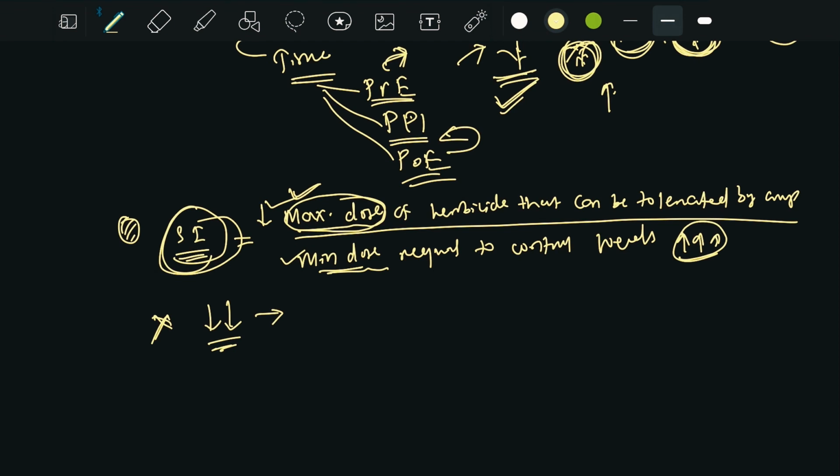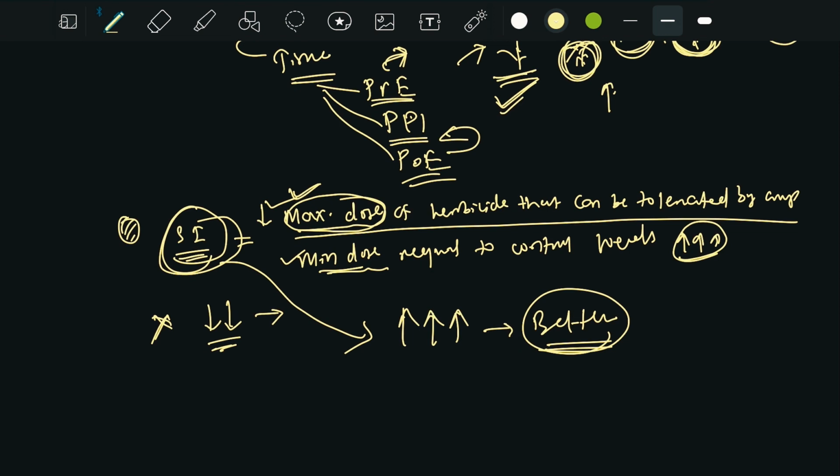So the answer is, if the selectivity index is higher, then it is better. That means the efficiency of the herbicide is much higher, and the crop can tolerate the maximum dose of that herbicide. So there will be more flexibility. Suppose one herbicide is there and the recommendation is 1 kg per hectare. The application recommendation is 1 kg per hectare.